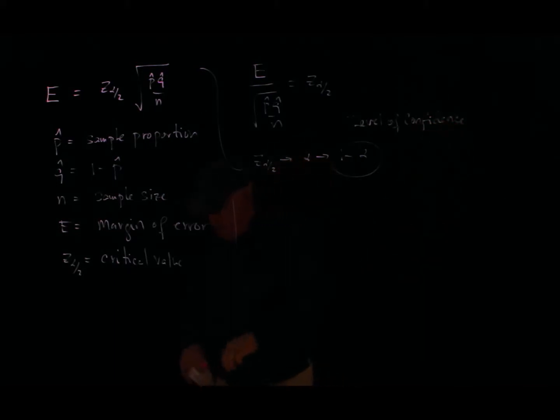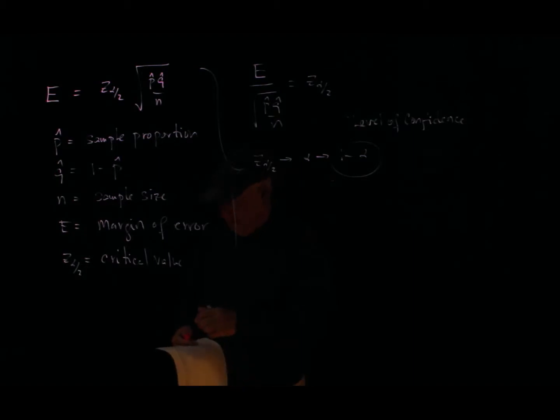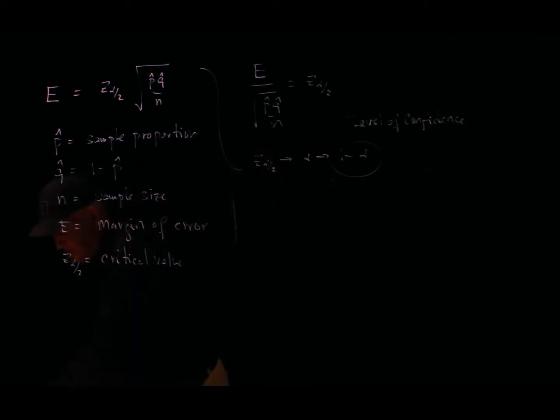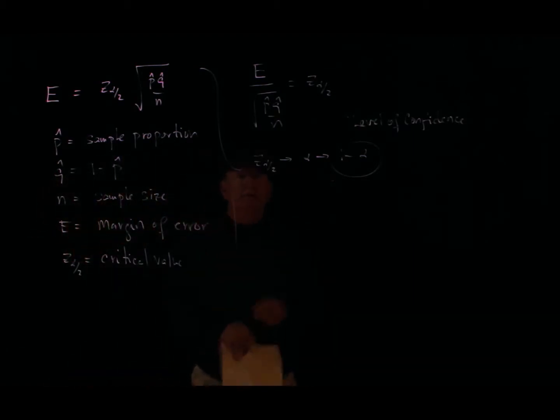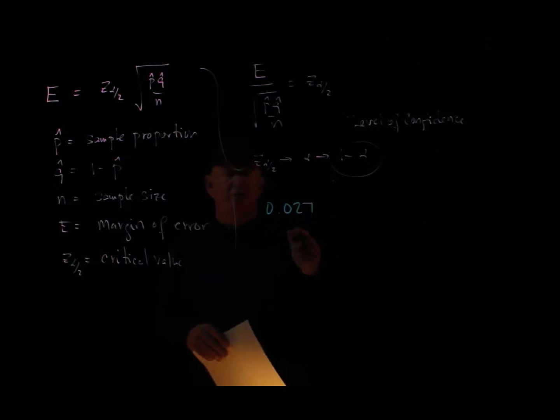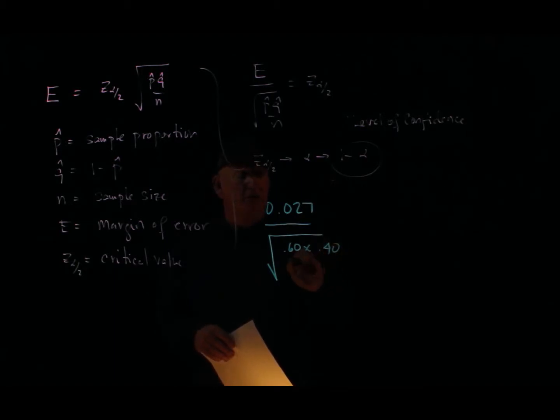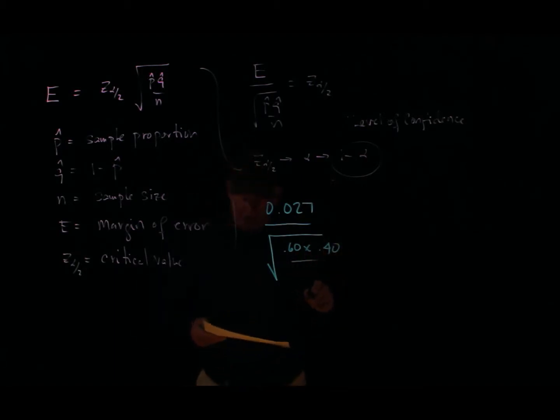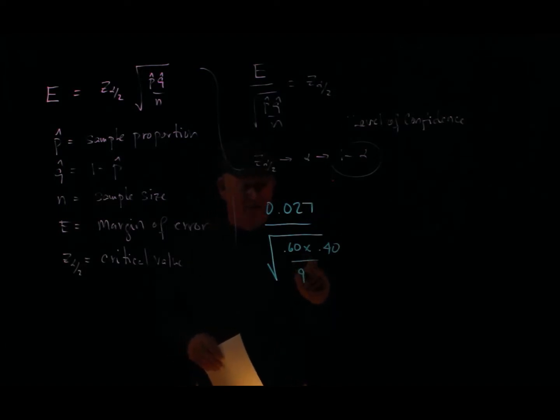I'm not liking this pen. It might be running low. Switch colors here. Let me just insert things. Margin of error 0.027, 2.7 percentage points, all over the square root of, we were given the sample percentage as 60%. We have to multiply that by 1 minus 60%. And we have to divide by the sample size, which was given as 900.